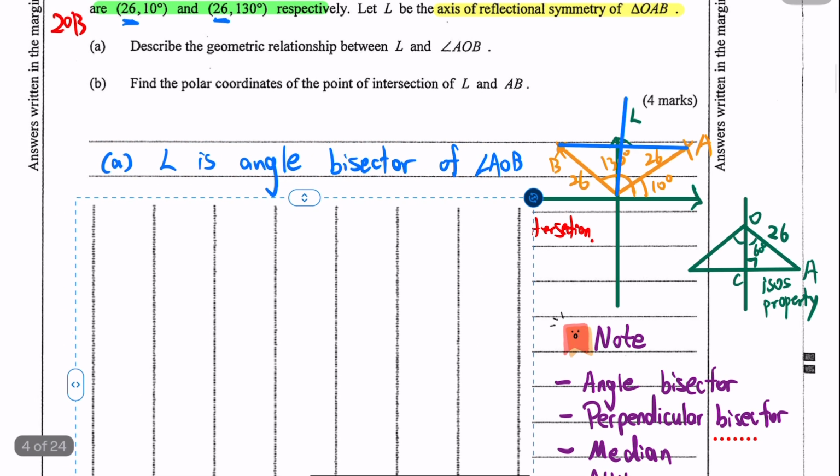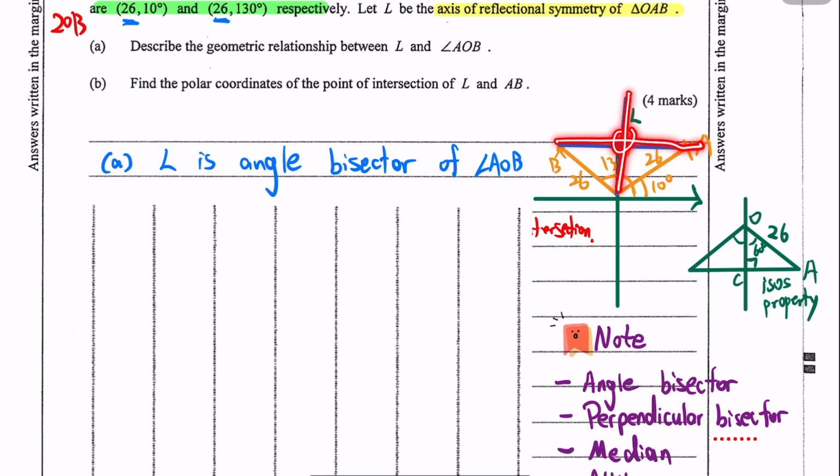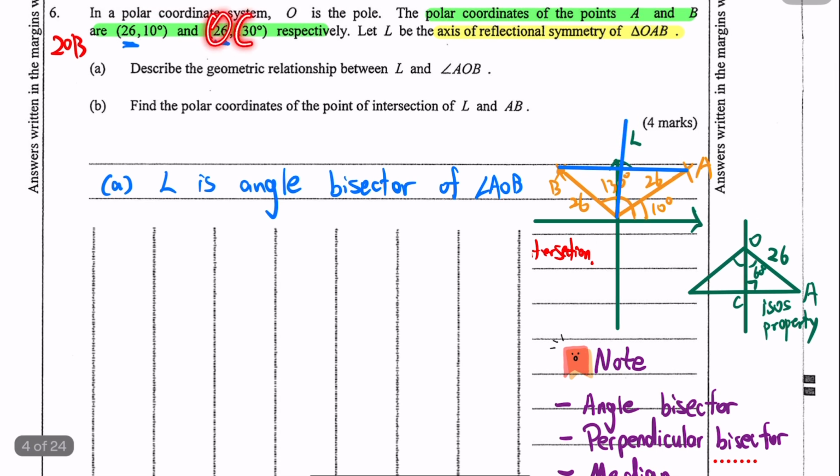Find the polar coordinate of the point of intersection of L and AB. So AB is here, L is here, so we basically need to find this point. How do we find this point? First, the angle and the length, right? The angle is very easy to find because you already know here is 10, and the whole thing here should be 120, right? So basically, this one is 10 plus 60 here because it's isosceles. So here is 60. How about the length?